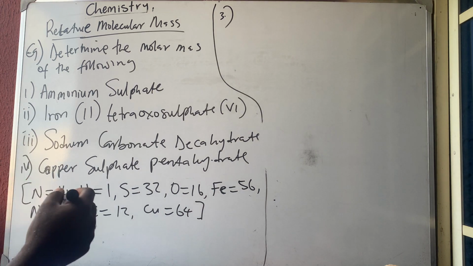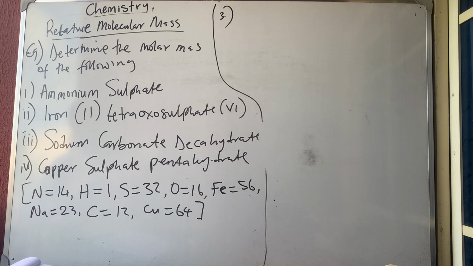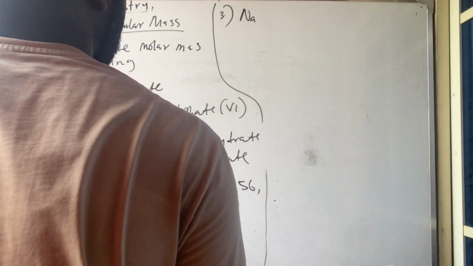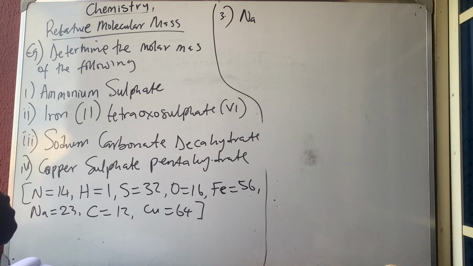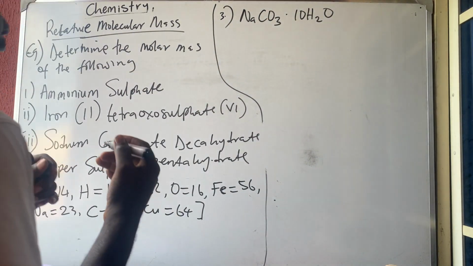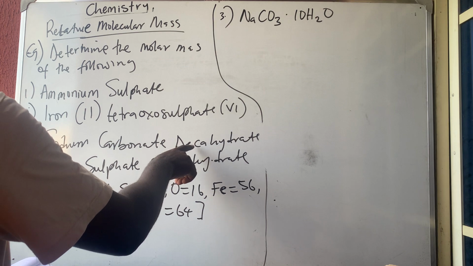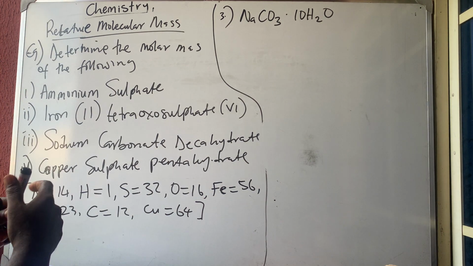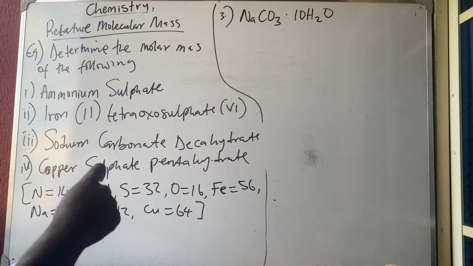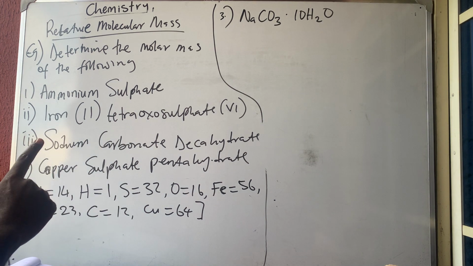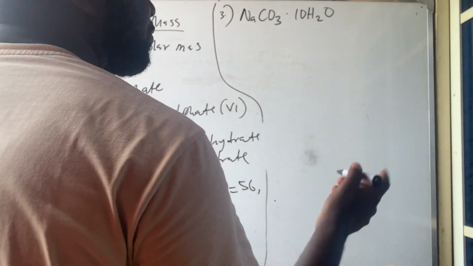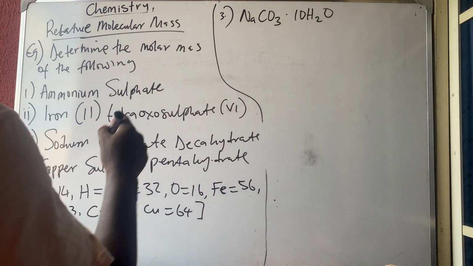number three said sodium carbonate decahydrate. Deca means 10. Sodium carbonate is Na2CO3. Then decahydrate is 10 water. Hydrate means the presence of water. Deca is 10, so 10 water. Decahydrate. Like this one now, pentahydrate. Pent is 5, hepta is 7, hex is 6. So pentahydrate is 5 water.